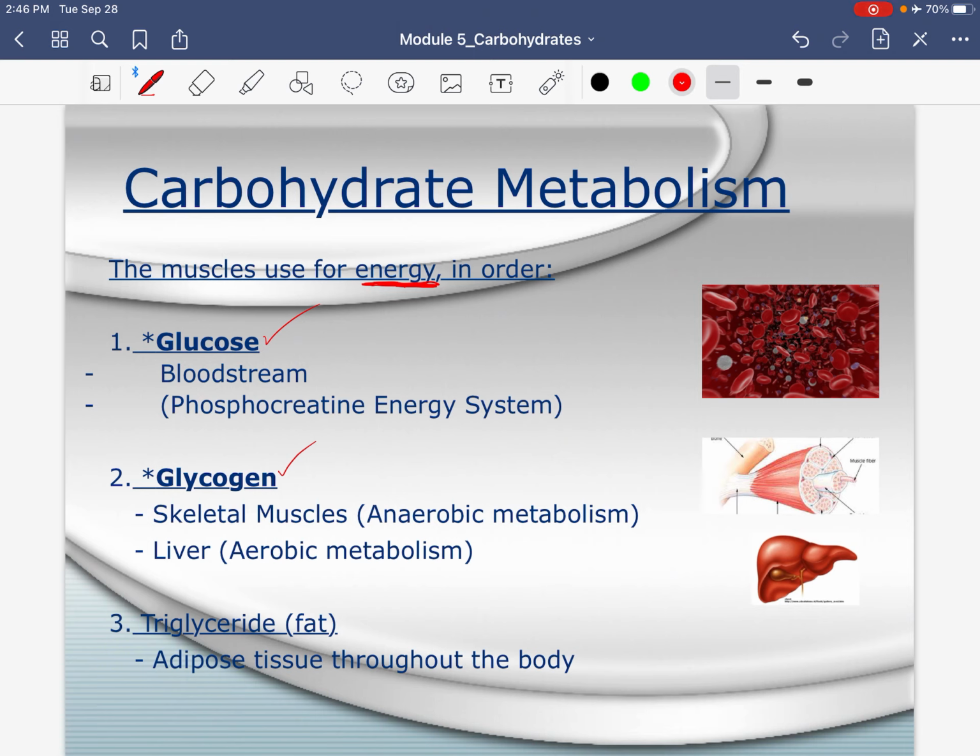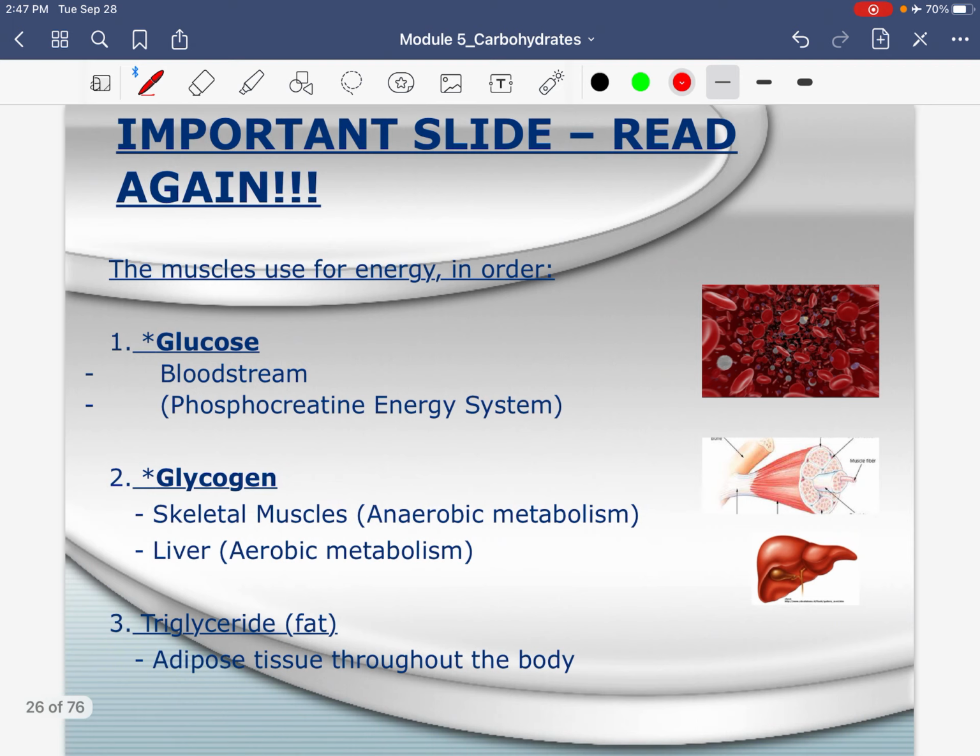So your muscles will turn to glycogen, break that glycogen back down into glucose. It can get that glycogen from the skeletal muscles or from the liver. And then after that, our muscles will go to fat. We tend to be burning a combination of all three almost always. But the shorter the duration of the activity, the more likely we are to be burning more carbohydrates. The longer duration the activity, we will be burning more fats. Okay, same slide. It's just so important. I'd like you to read it again when you're studying.